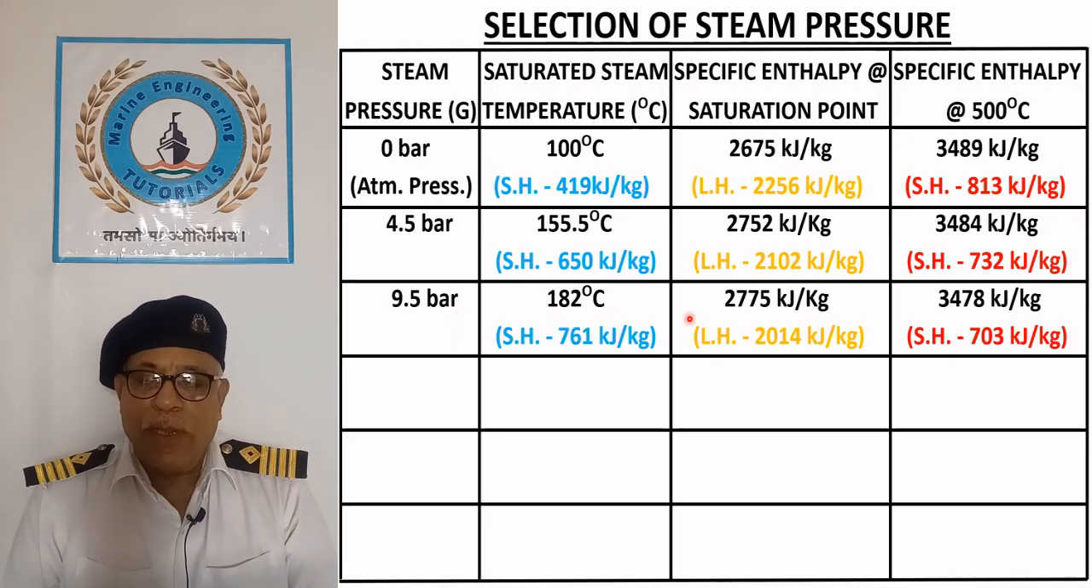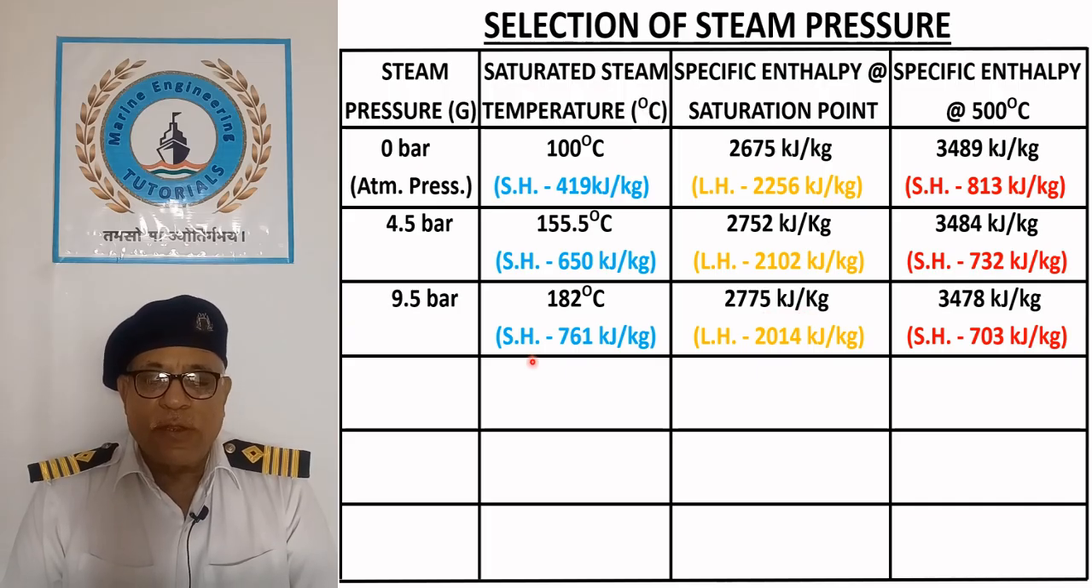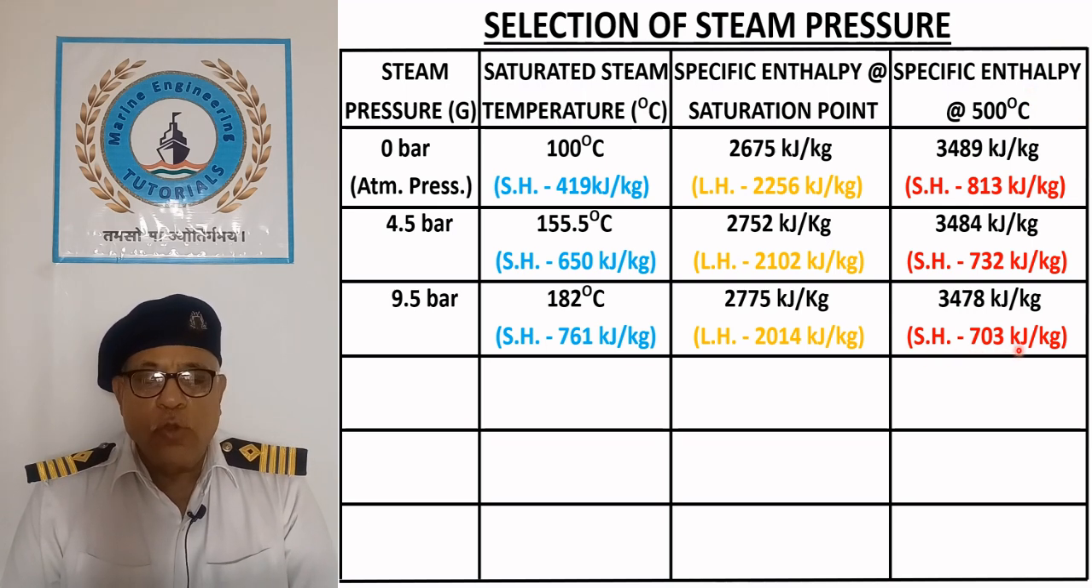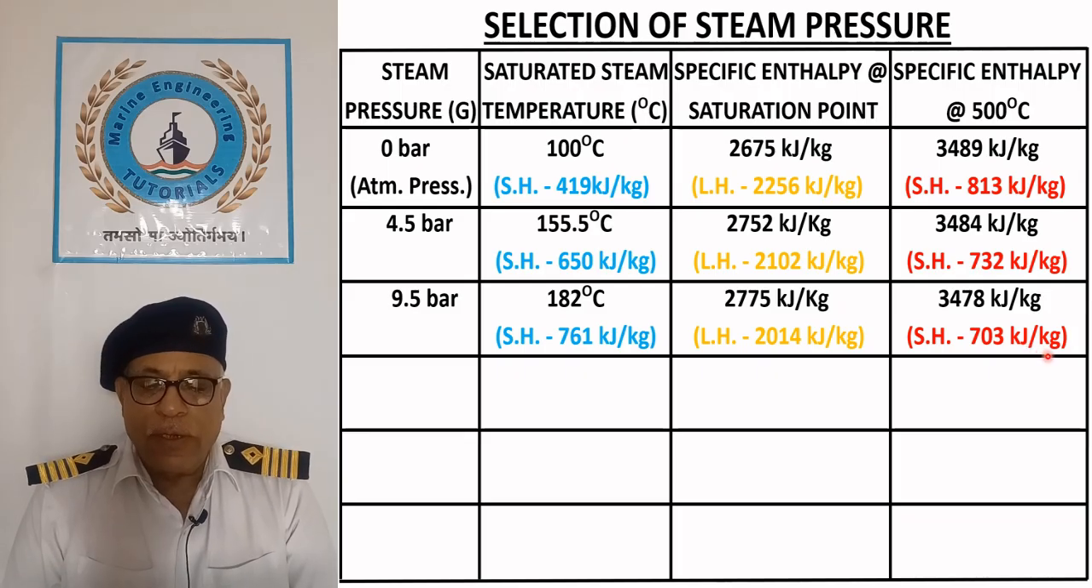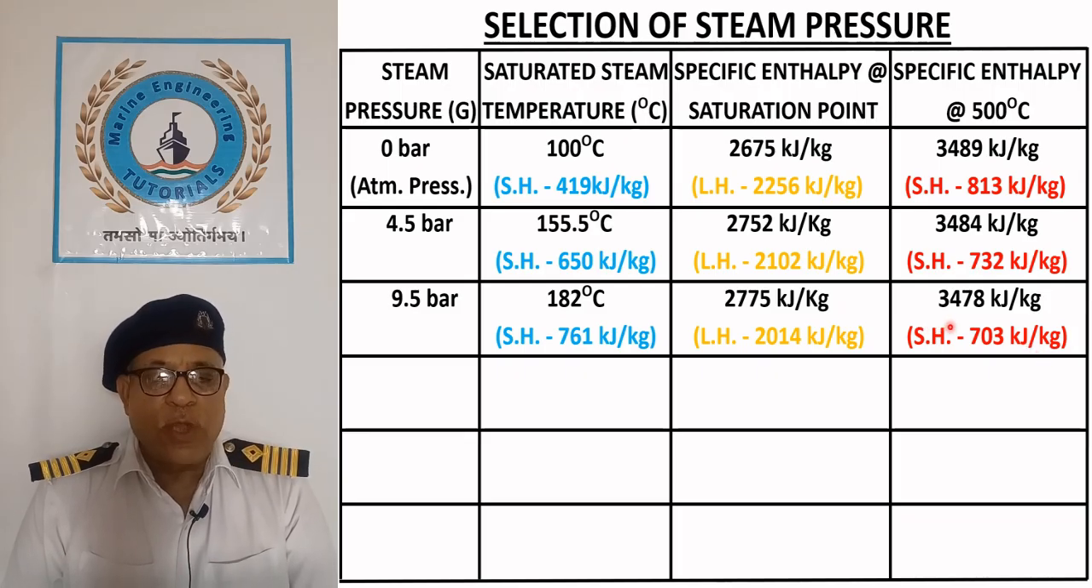The specific enthalpy of saturated steam at this pressure is 2775 kilojoule, inclusive of 761 kilojoule per kg sensible heat and 2014 kilojoule per kg of latent heat. When superheated to 500 degrees Celsius, it gains an additional 703 kilojoule per kg of sensible heat, giving a total enthalpy of 3478 kilojoule.